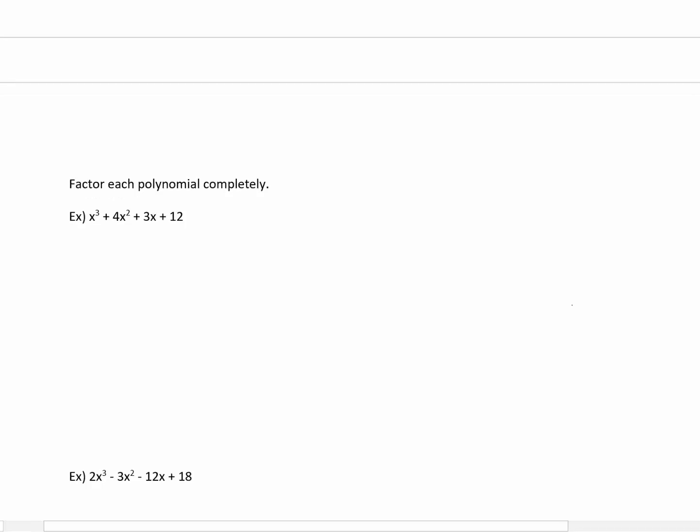So, first example, we'll take a look. We have 4 terms. Is there a greatest common factor I can take out of all of these terms other than 1? And the answer to that is no. Because I have 4 terms, we're going to try factor by grouping. I'm going to group the first 2 terms together, and I'm going to group the last 2 terms together.